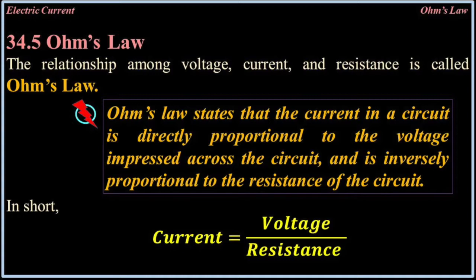34.5 Ohm's law. The relationship among voltage, current, and resistance is called Ohm's law. Ohm's law states that the current in a circuit is directly proportional to the voltage impressed across the circuit and inversely proportional to the resistance of the circuit.